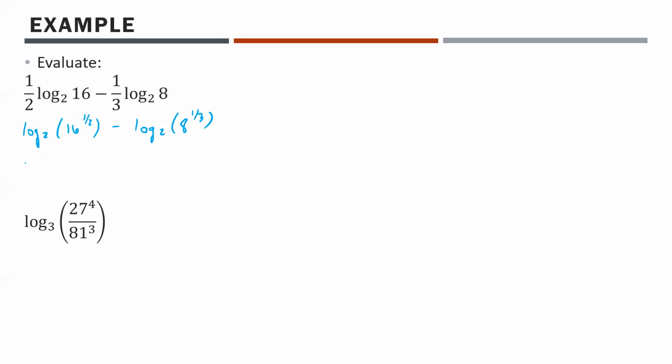The square root of 16 is 4, so I know this is log base 2 of 4 minus log base 2 of the cube root of 8, which I know is 2. And since we're now subtracting these, we can write it as a single logarithm by saying it's log base 2 of 4 divided by 2. 4 divided by 2, I'll write it out just so we can all see. This is going to give us log base 2 of 2.